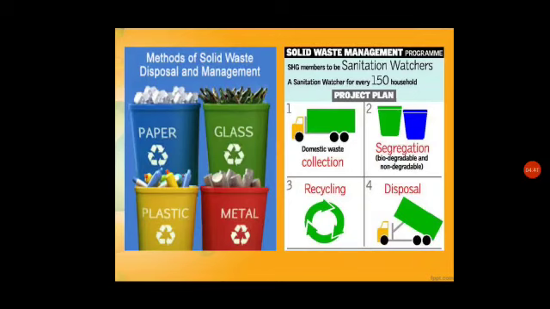And in the next diagram you can see, first is the collection of domestic waste and then segregation. Segregation means we have to segregate the biodegradable and non-degradable waste. Then the non-degradable waste has to be recycled. Like we can recycle metals, glass and other things, and we can make other things from them. After that, the biodegradable material is disposed of because it is not harmful for the soil, so it can be disposed of.